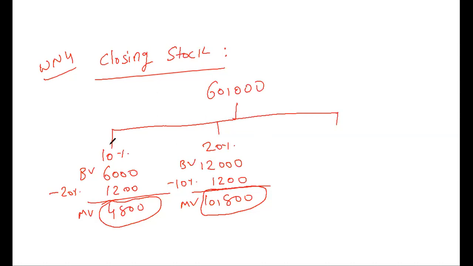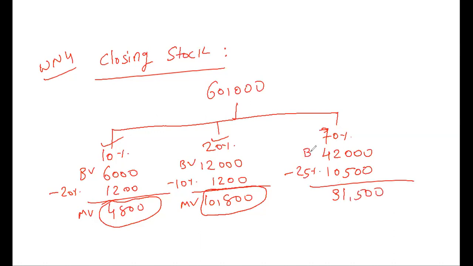And for remaining, this is 10%, this is 20%. So remaining, you can say 70%, amount already given, 42,000, is 25% less. So can you tell me 25% of 42,000? 10,500. Yes. What is the remaining balance? 31,500. Again, this is book value and this is market value, whichever is less.